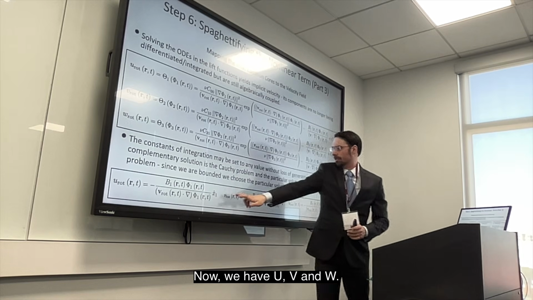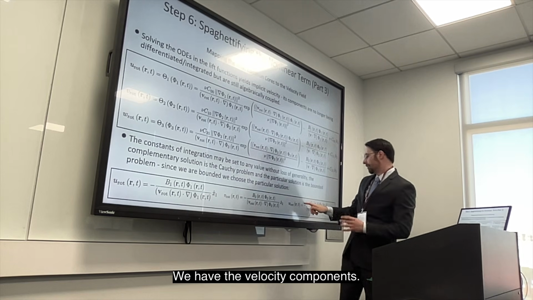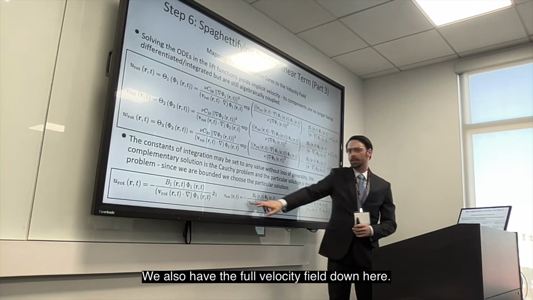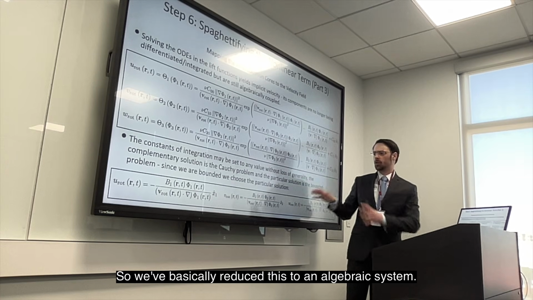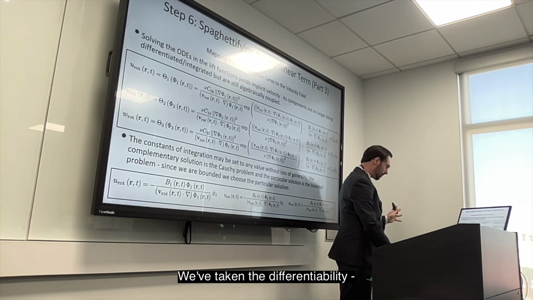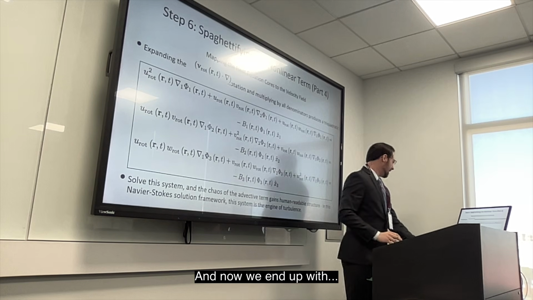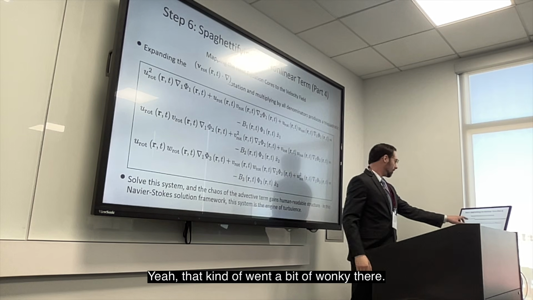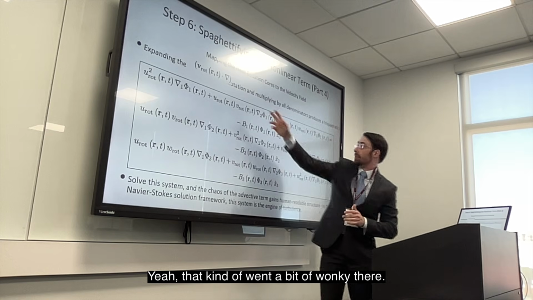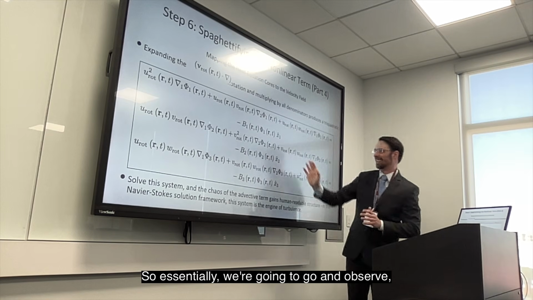Now we have U, V, and W. We have the velocity components. We also have the full velocity field down here. So we've basically reduced this to an algebraic system. We've taken the differentiability, the differential equationness, out of it. And now we end up with, that kind of went a bit wonky there. Sorry about that. A bit of turbulence on my end.